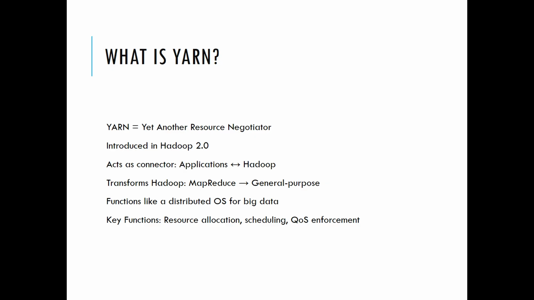Think of it as the sophisticated connective tissue that sits between diverse applications and the core Hadoop distributed file system, HBase. Its primary role was to transform Hadoop from a system dedicated solely to MapReduce batch processing into a truly general-purpose, large-scale data operating system. Essentially, YARN functions as a distributed operating system for big data workloads. Its key responsibilities include intelligent resource allocation across the cluster, job scheduling, and enforcing quality of service policies.